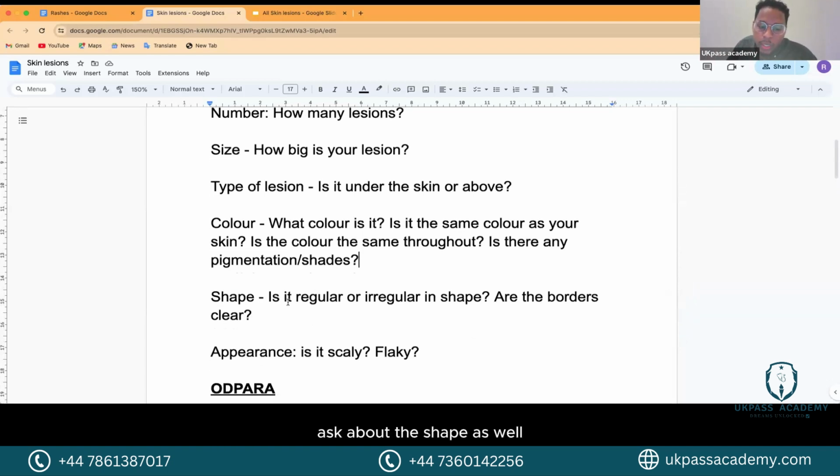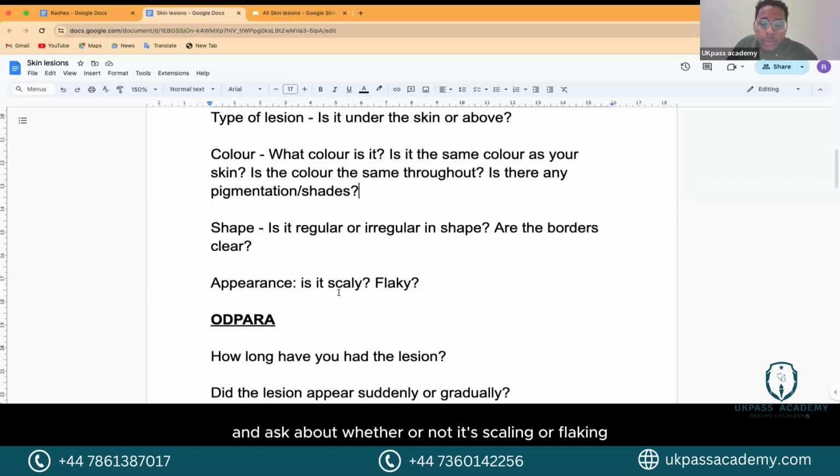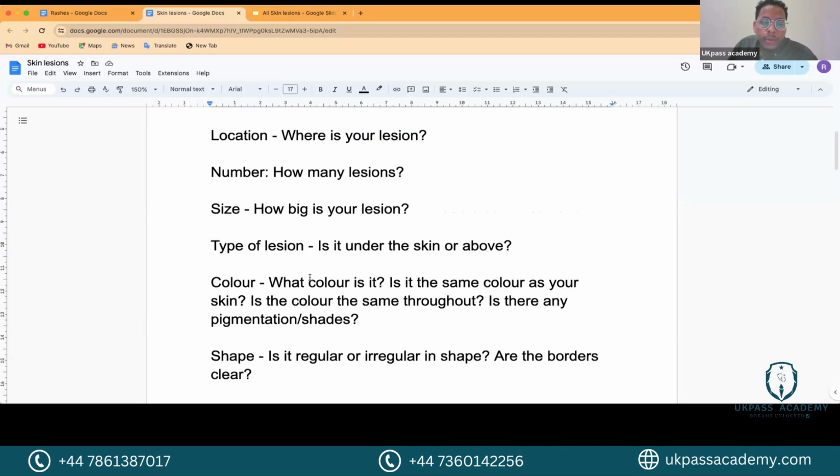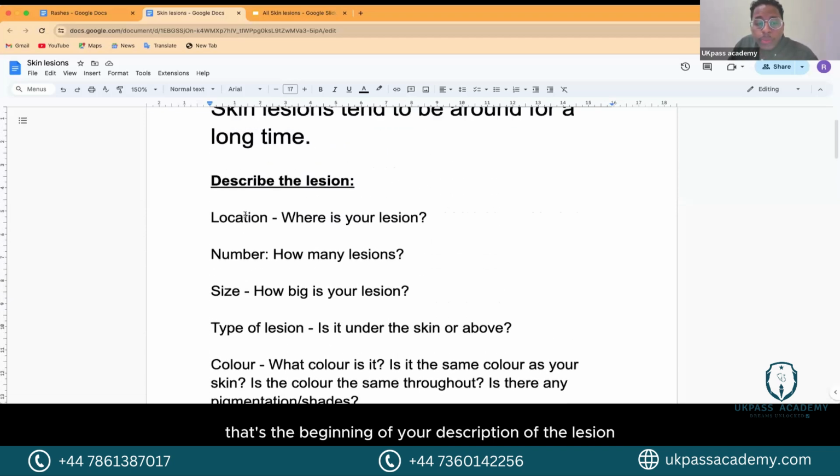Ask about the shape as well. Regular, irregular in shape. Melanomas are irregular in shape. Some lesions are regular. And ask about whether or not it's scaling or flaking. Ask about any scaling, any flaking. So that's the beginning of your description of the lesion.